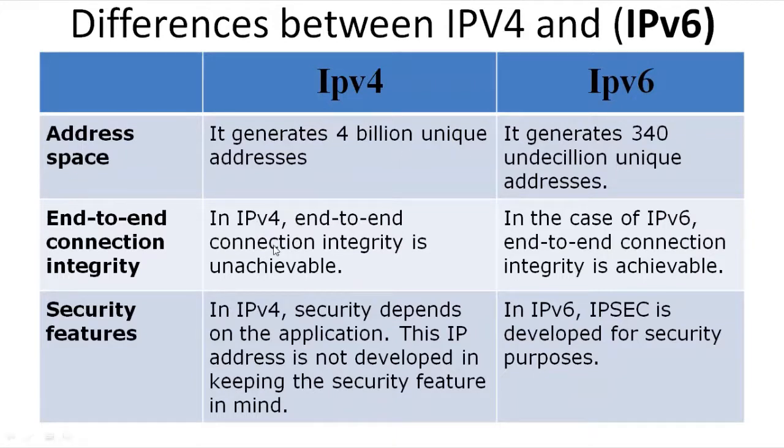And then end-to-end connection integrity. Here, what is end-to-end connection integrity? In IP version 4, end-to-end connection integrity is unreachable. That means the addresses, in this case 2 power 128 in IP version 6. In case of IP version 6, end-to-end connection integrity is achievable.